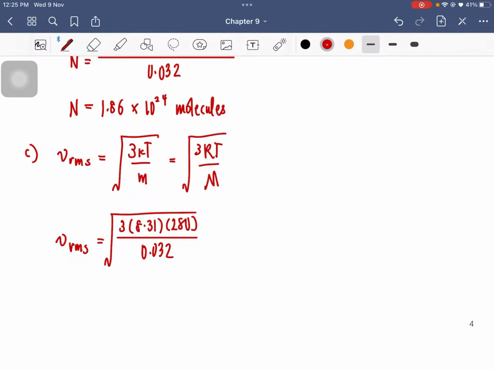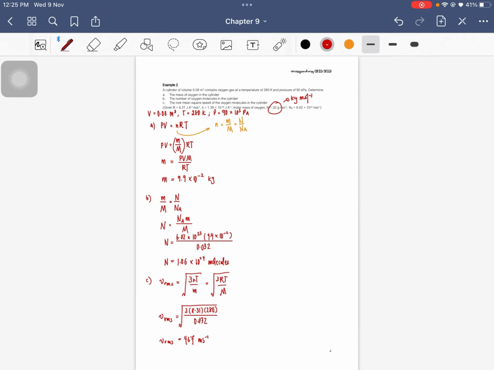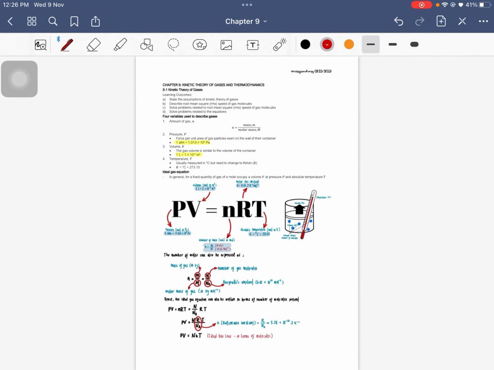Okay, so square root dia, kamu akan dapat the RMS speed to be equal to 467 meter per second. Okay, so this is not a car, okay, this is a molecule, the oxygen molecules. So mestilah dia bergerak dengan laju. Alright, so that is on example 2, and basically that is all for subtopic number 1.